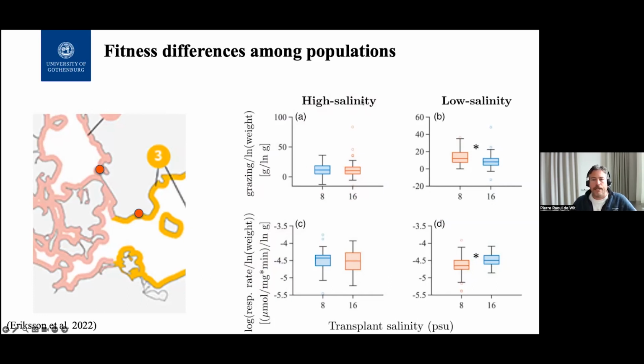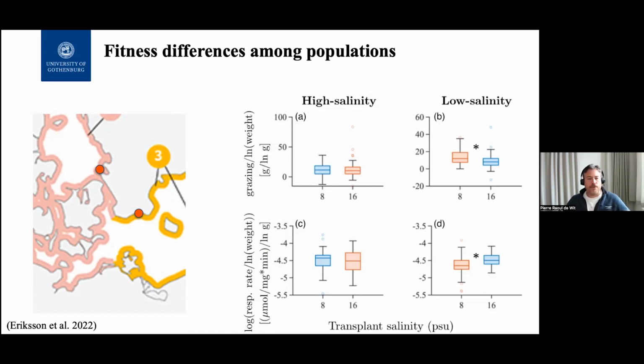What we found was that in the high salinity population, there were no real physiological differences when you put them in different salinities. They didn't really care in terms of how much they ate and how much they respired, how much oxygen they used. But the low salinity population from southern Skåne, when we put it in a higher salinity than they were used to, they ate less and respired more than in their native salinity. That's a sign that they're not doing well, right? They use more energy, but take in less energy. So there are physiological differences here.